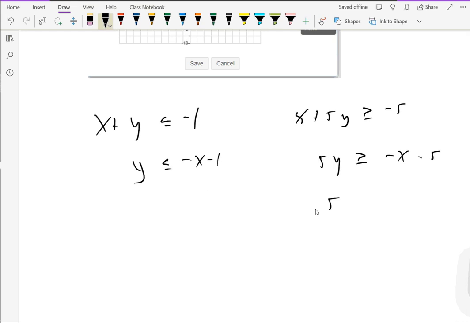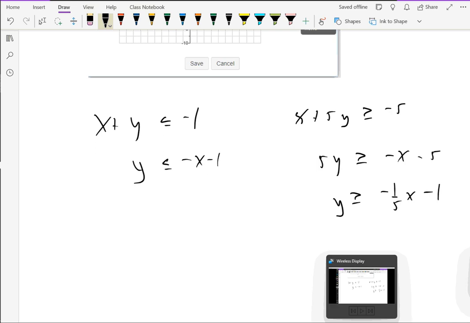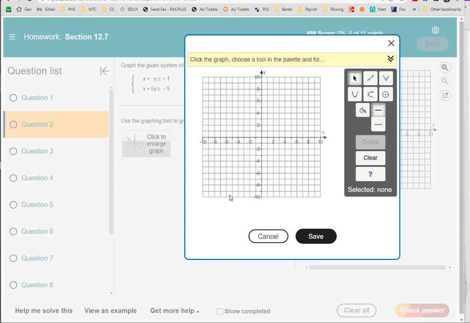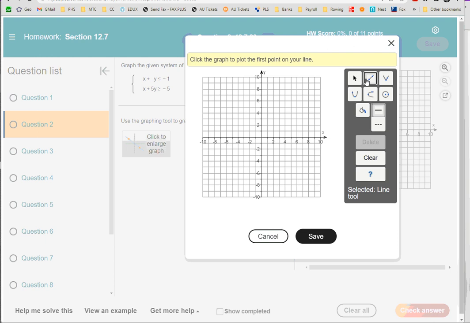If I divide by 5, then I've got y is greater than or equal to -1/5 x minus 1. So these are the things that I want to be able to graph. So -x minus 1. Okay, let's take a look at that. So -x minus 1, I want to grab the line tool.